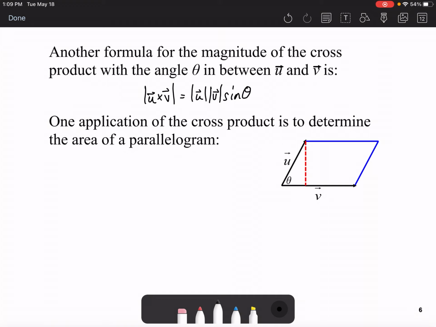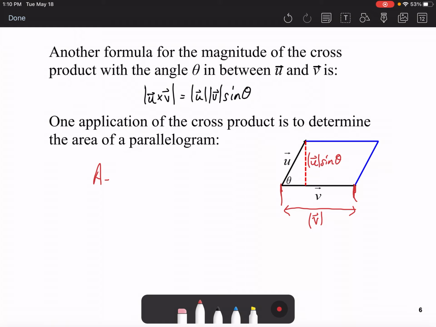As you can see, one application of this cross product is to actually determine the area of a parallelogram. So over here I've got a parallelogram described by the vectors u and v, where u and v have an angle in between them of theta. The height of this parallelogram can be calculated by the magnitude of u sine theta. The base length can be calculated just by the magnitude of v.